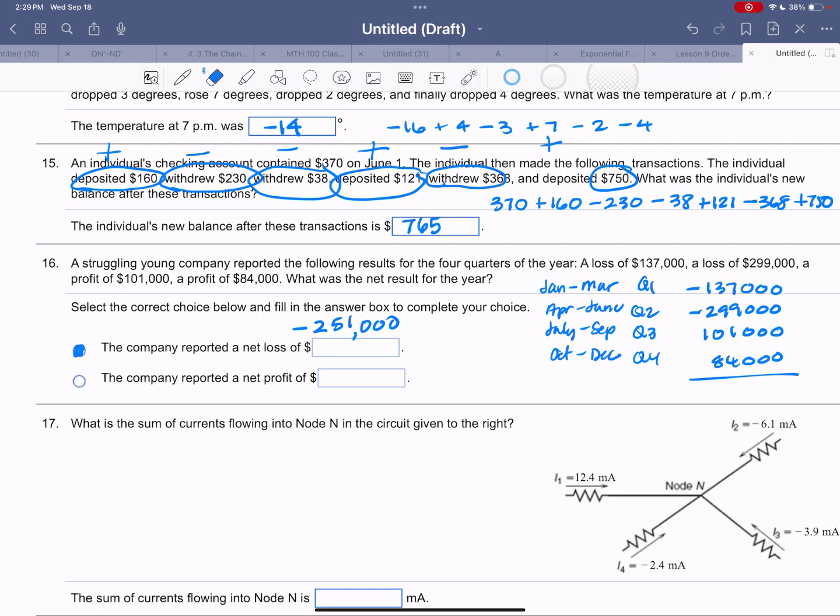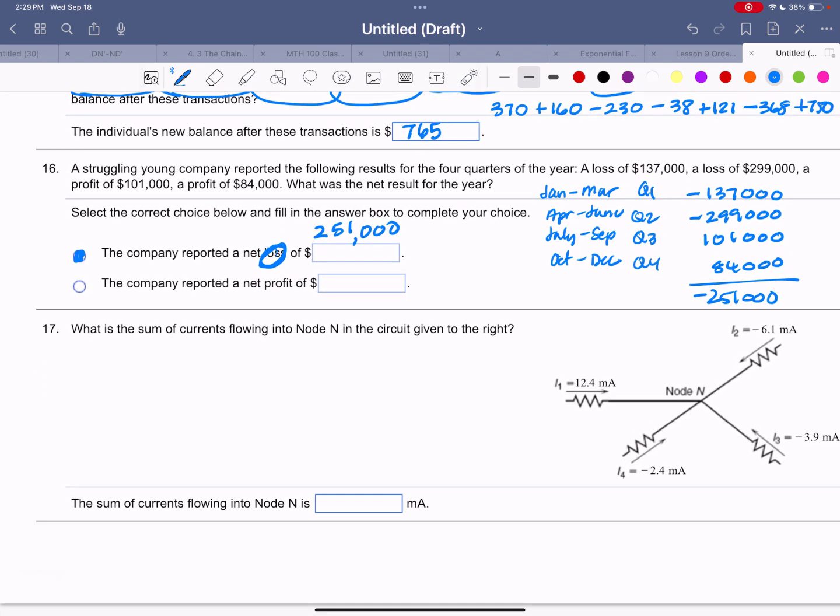$251,000. Now, because the word loss is here, you're not going to type that negative. Even though it comes out negative, $251,000, they've put the word loss here. And so the loss, that means the negative already of $251,000.